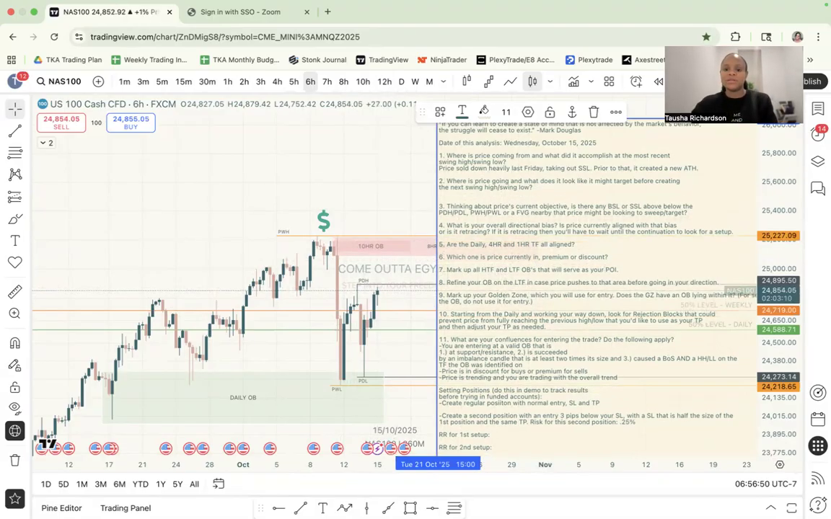So, typing our answer. Where is price going? Price is currently buying up to fill a fair value gap that was left behind during all of the selling that took place last Friday.